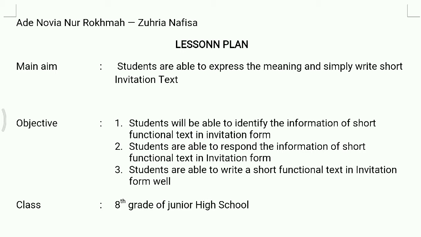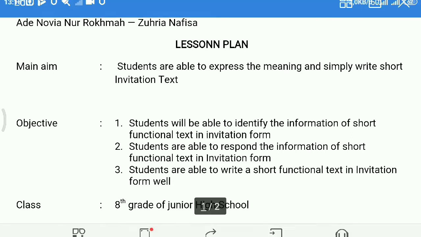Let's begin with the main aim. The main aim here is students are able to express the meaning and simply write short invitation text. The objectives are: first, students will be able to identify the information of short functional text in invitation form. Second, students are able to respond to the information of short functional text in invitation form. The third, students are able to write a short functional text in invitation form well.